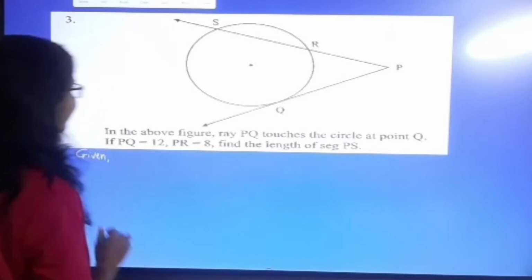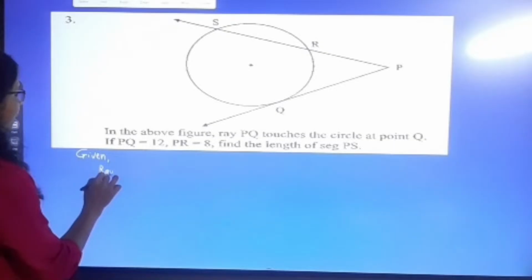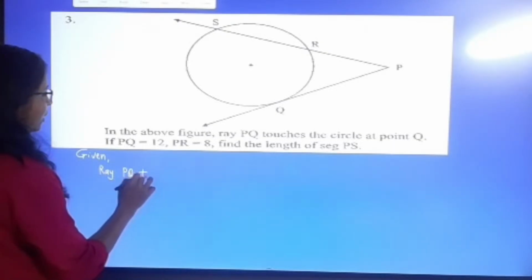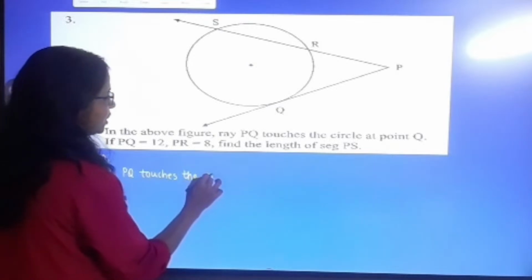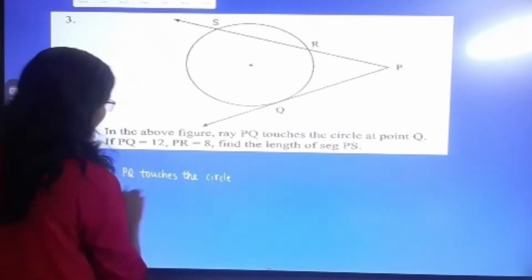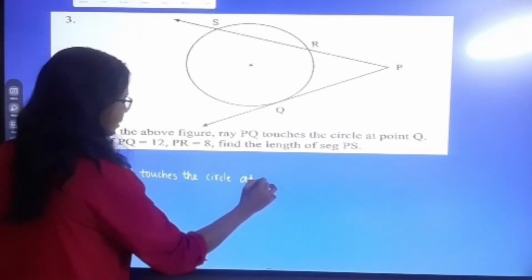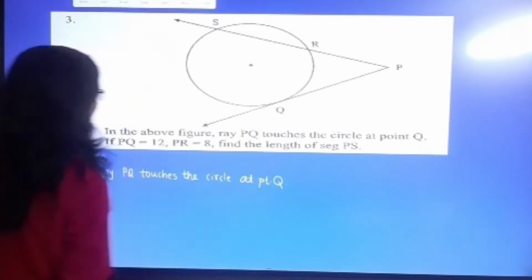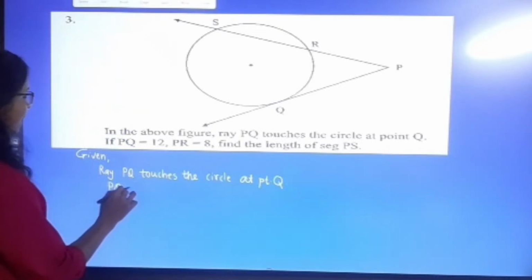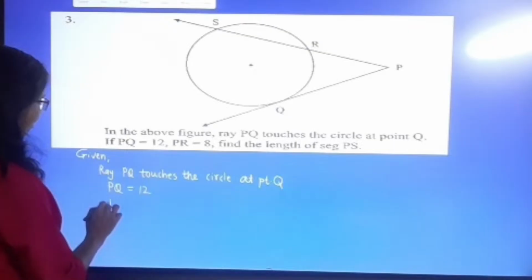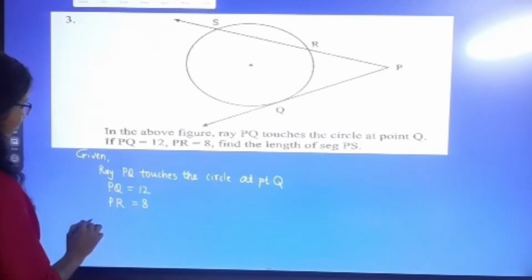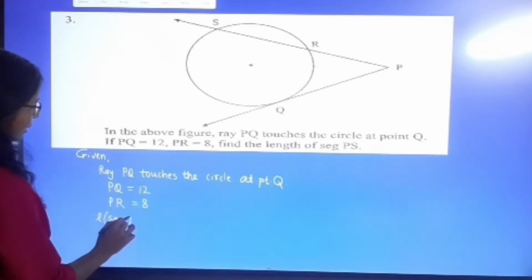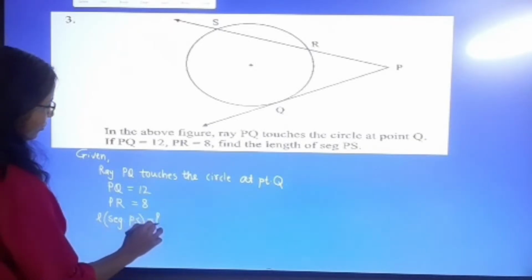ray PQ touches the circle at point Q. PQ is equal to 12, PR is equal to 8, and then find out the length of segment PS is equal to question mark.